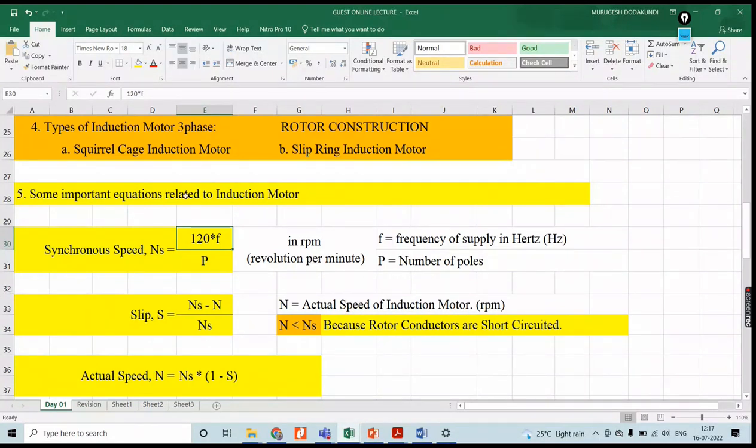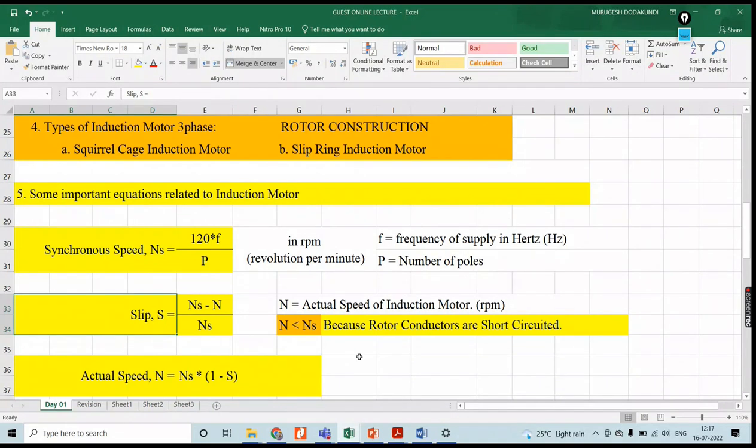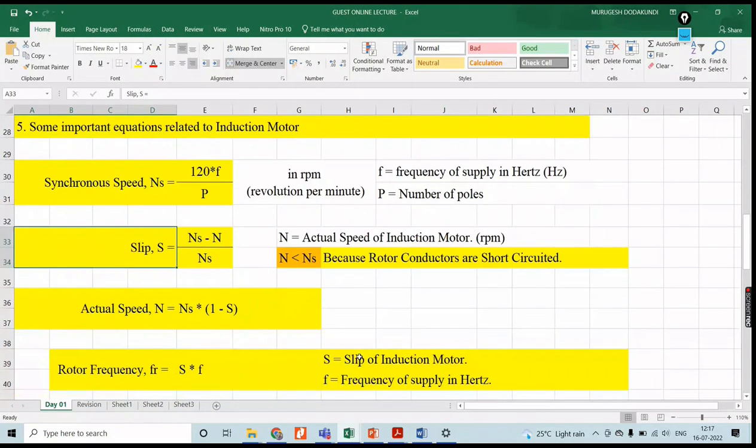Here, the most important formula related to the induction motor is synchronous speed. Ns is equal to 120 F divided by P, which is in terms of RPM, that is revolutions per minute. F is the frequency of the power supply, P is the number of poles. Then what is slip? The change in speed from synchronous to actual speed, expressed in terms of synchronous speed, is called slip.